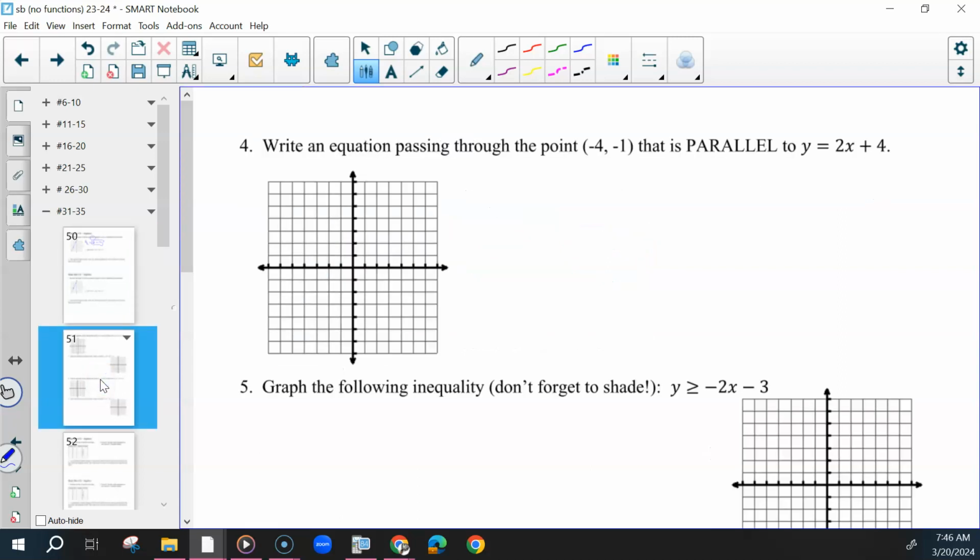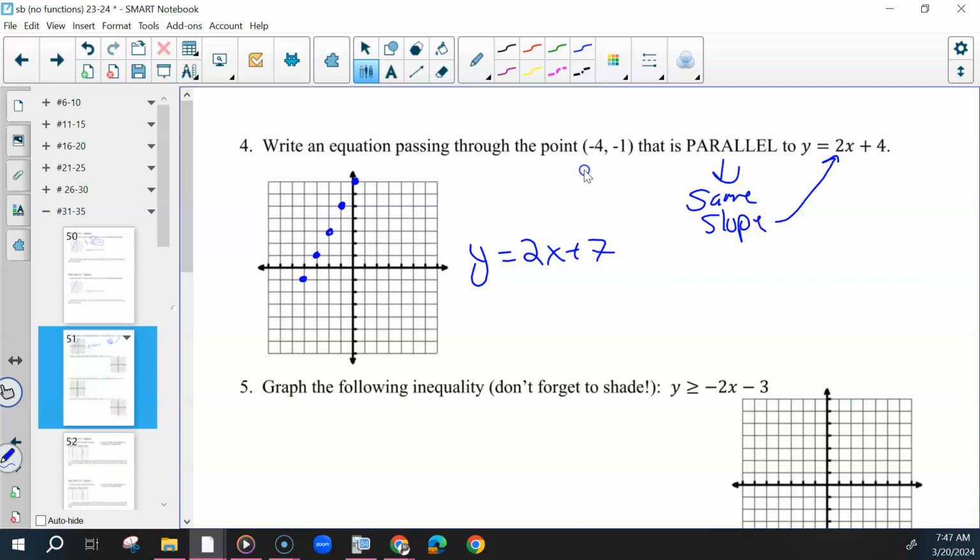4. This one can be done on the graph and in Desmos. I'll show you on the graph first. If we plotted this point negative 4, 1, and we have to write an equation that's parallel, we have to remember that this means the same slope, which would be a slope of 2. If I use my slope and go backwards, I go up 2, right 1, as many times as possible. And that equation would be y equals 2x plus 7. That would be parallel to the original.